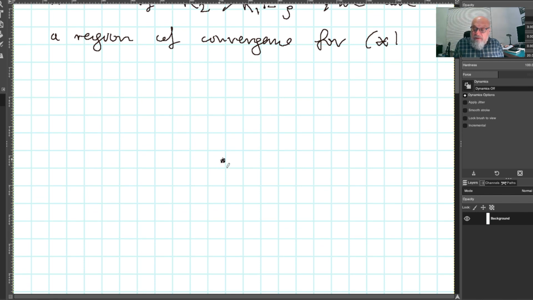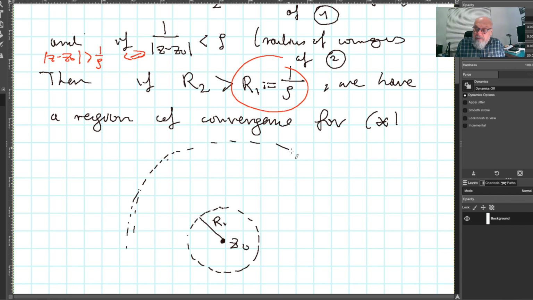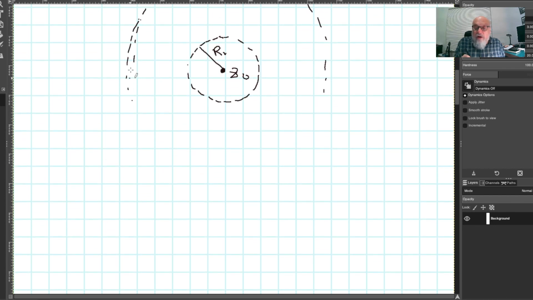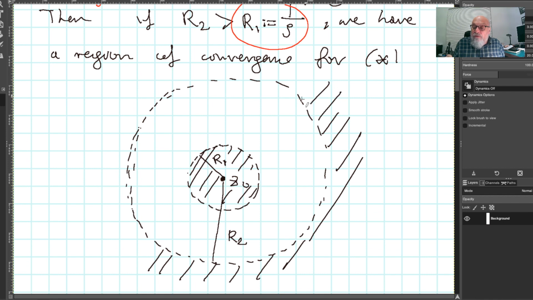How does it look? Z0 is here, and here we have the smaller radius, R1. That is equivalent to saying that |z minus z0| must be larger than 1 over rho; then the series is convergent. Then you have the second, larger circle around Z0, and the radius here is R2. The series is convergent, so let's shade the region of non-convergence. Here we don't have convergence, but we have convergence exactly inside this annulus.